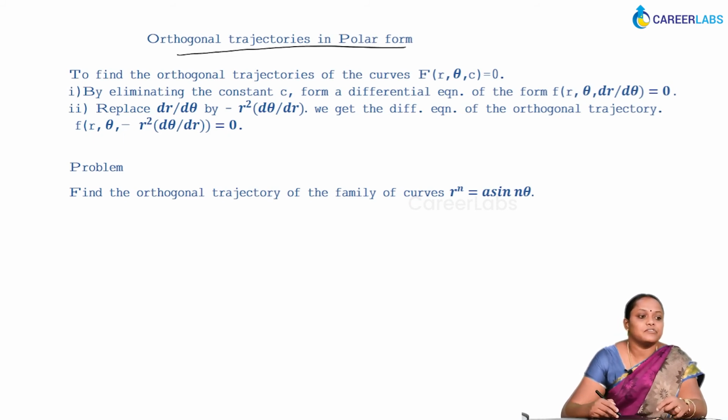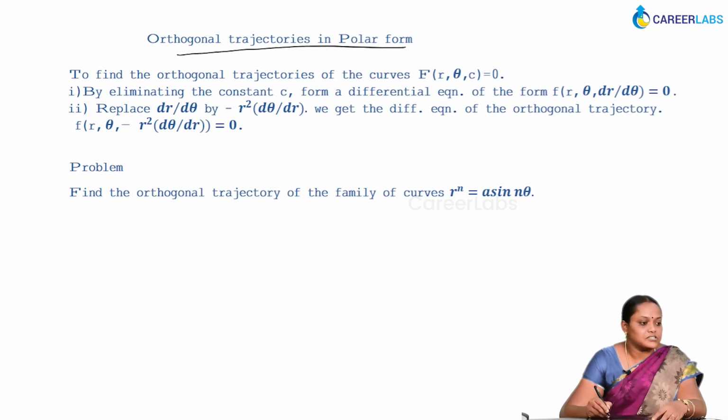So you will be getting the differential equation of orthogonal trajectories as f of r comma theta comma minus r square d theta by dr. Okay. So once you find this equation, we can simply solve it to get the orthogonal trajectory. Right? See the problem here.